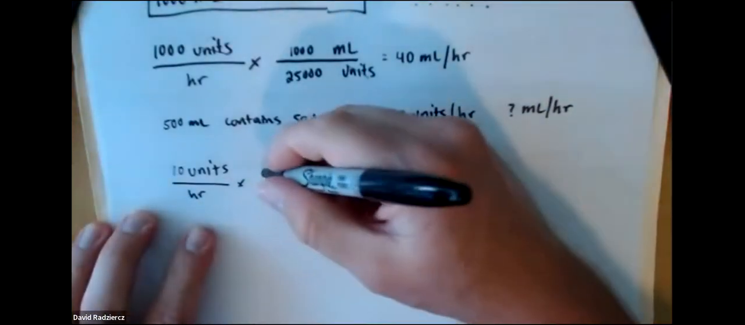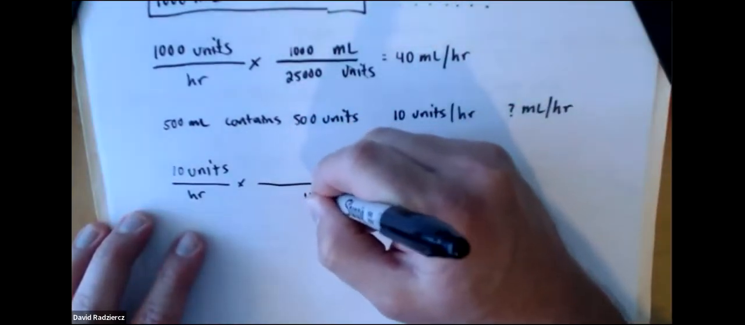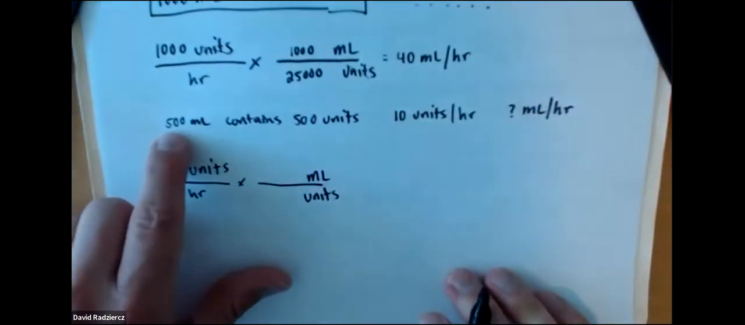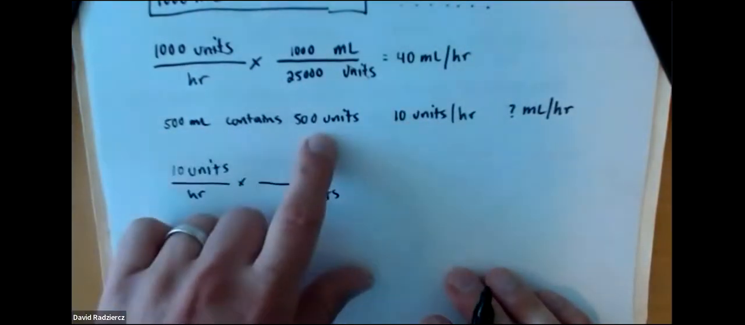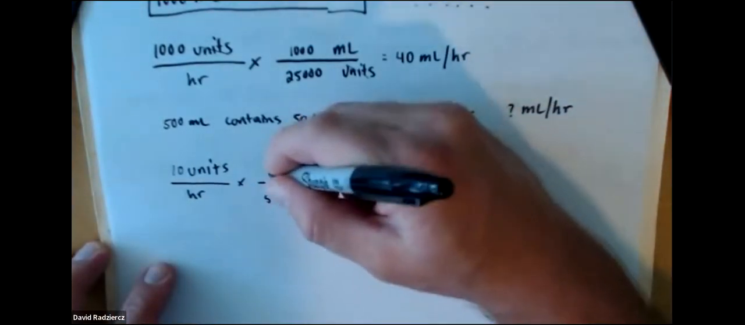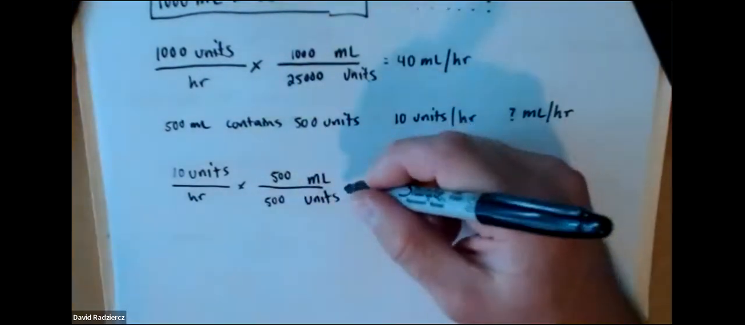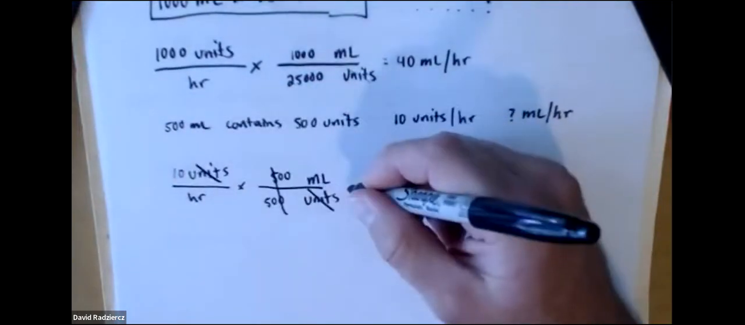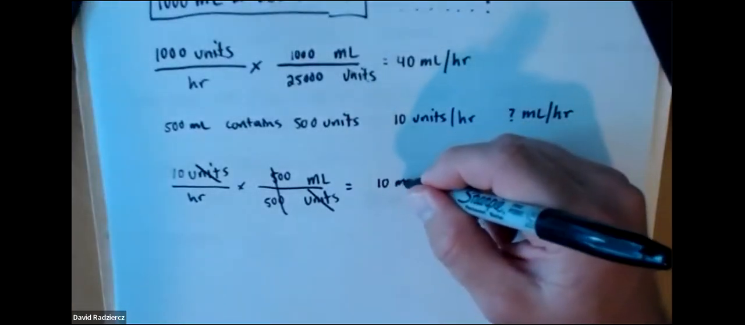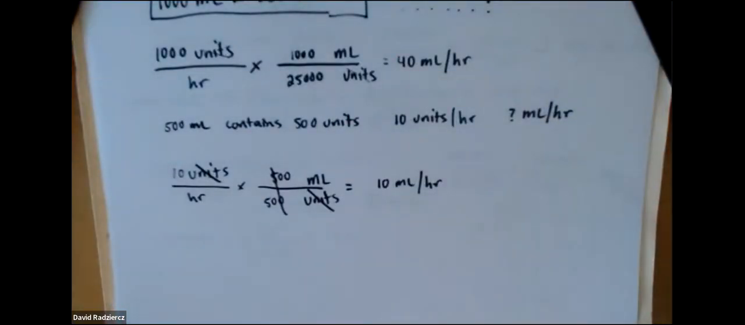Okay, so 10 units per hour. Then remember, I don't want units, but I do want milliliters. And I know that in my 500 milliliter IV solution, there's 500 units of insulin. And so that tells me where to put everything. Now you'll see this one's pretty easy because the units cancel each other out, and it's just the same answer, 10 milliliters per hour. But you don't know that unless you've done it a couple of times and you practice it.